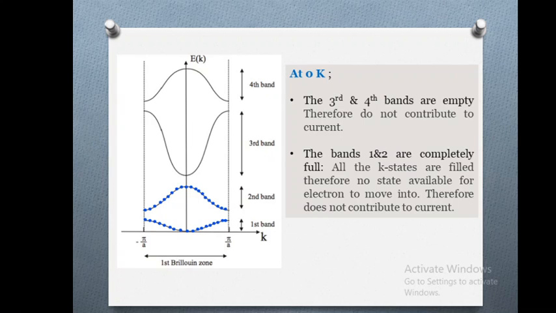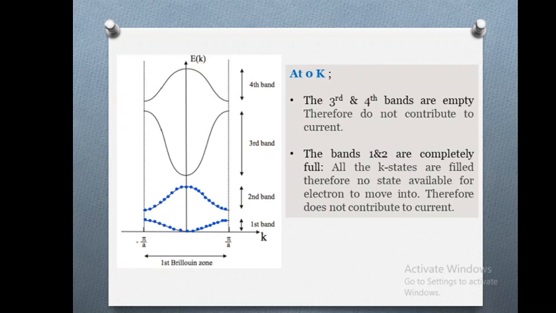and suppose the first two bands are completely filled with electrons and the third and the fourth bands are completely empty. So at 0 Kelvin, as the third and the fourth bands do not have any electrons for conduction, therefore they won't contribute to the current. Whereas the first and second bands are completely filled.